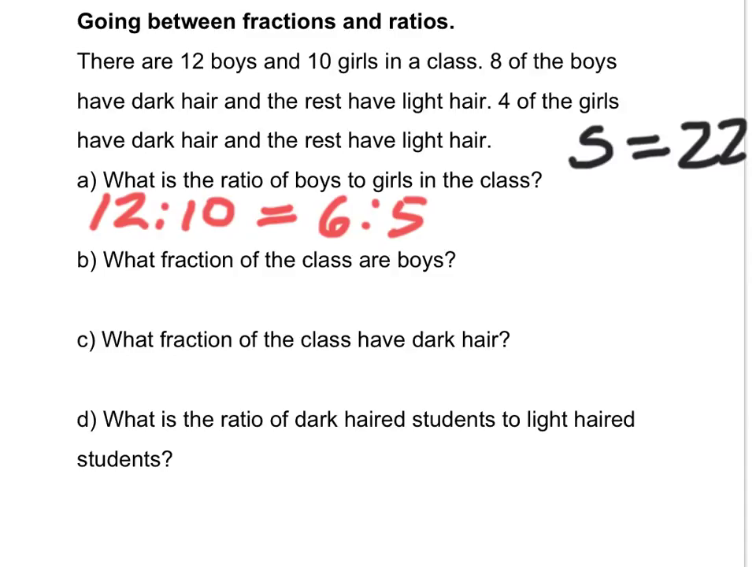What fraction of the class are boys? Well, we've 12 boys in the class. And how many students are there in total? Total number of students is 10 plus 12, which is 22. So that is going to be 6 over 11.